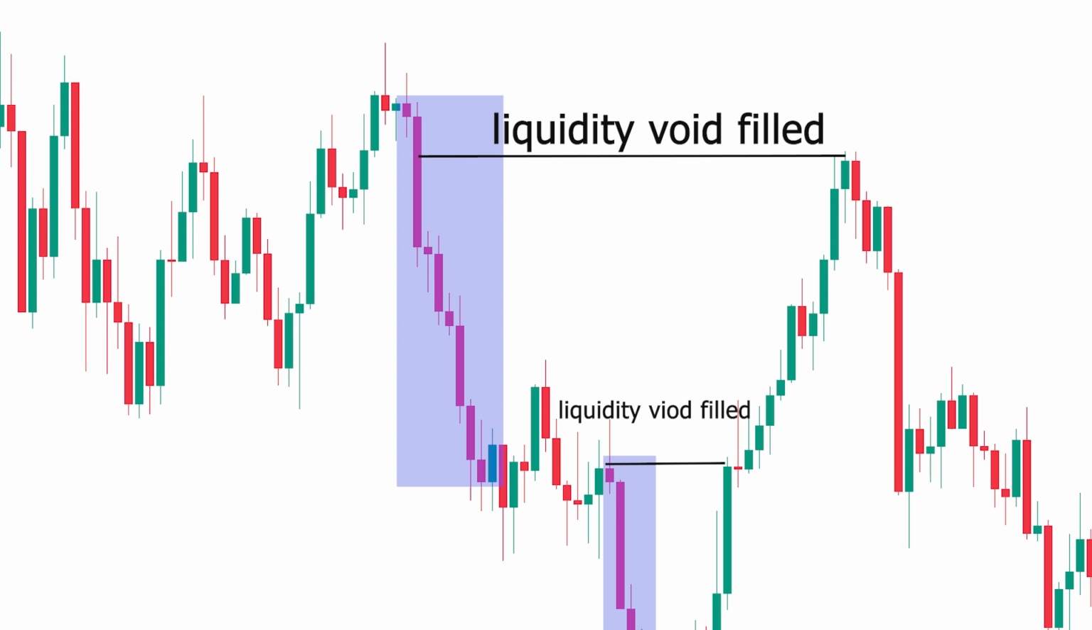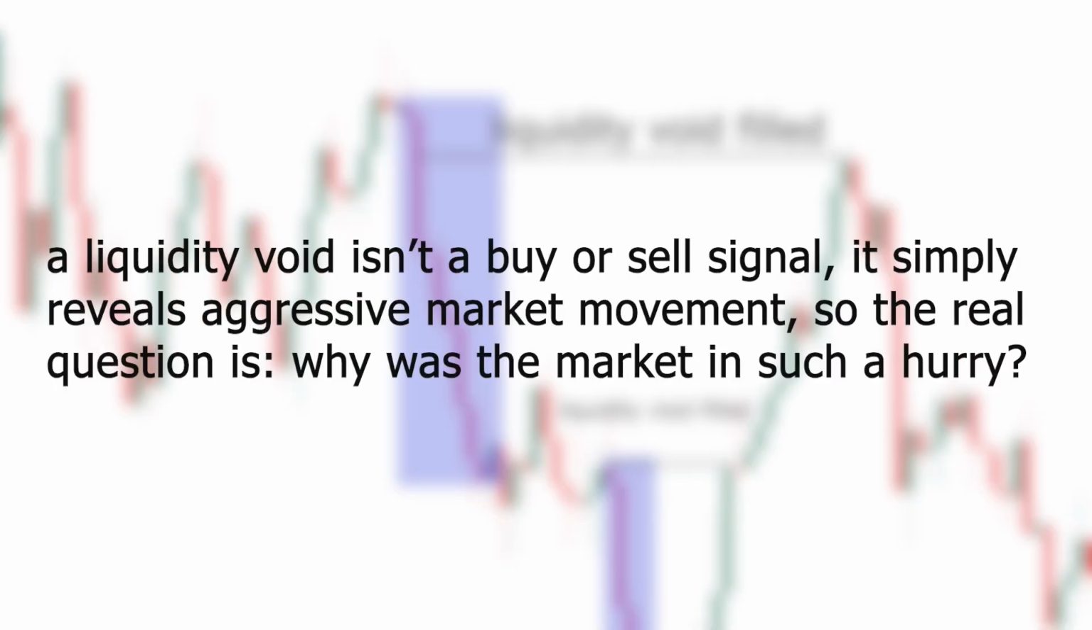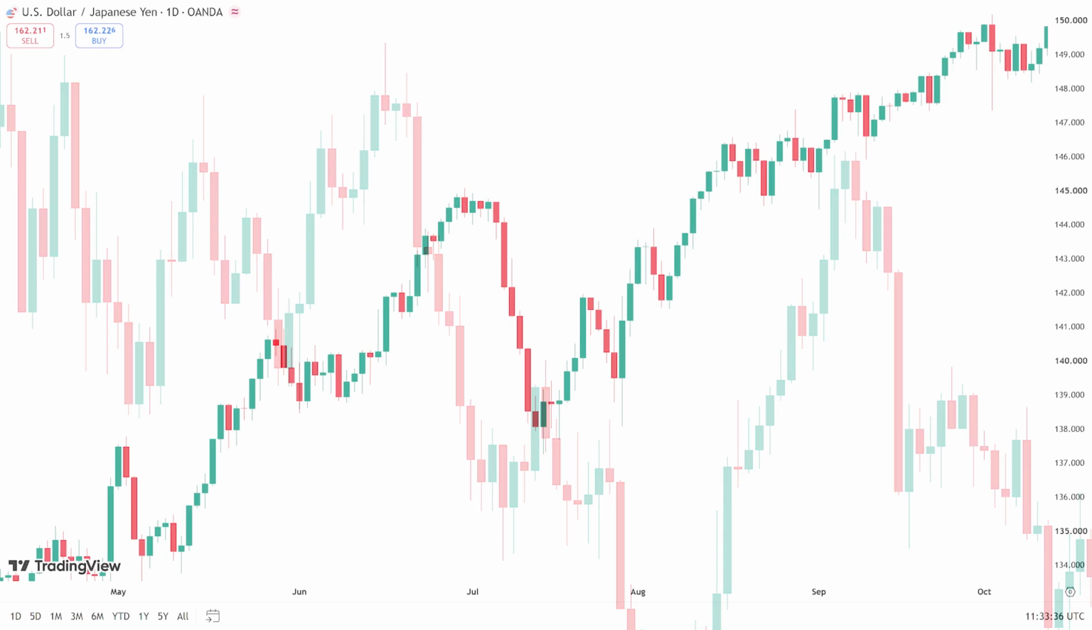The important thing to understand is that a liquidity void is not a signal by itself. It doesn't tell you to buy, it doesn't tell you to sell. Instead, it gives you valuable information about how the market moved. It tells you that buyers or sellers were so aggressive that price had no reason to slow down. And whenever you see that kind of aggressive movement, you should ask yourself one simple question. Why was the market in such a hurry?